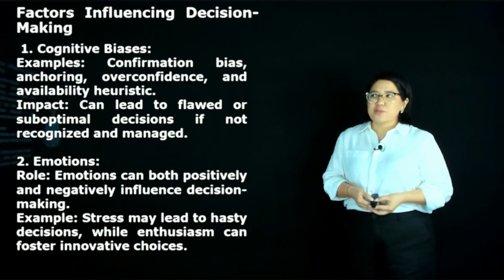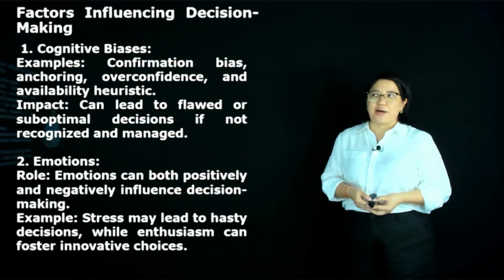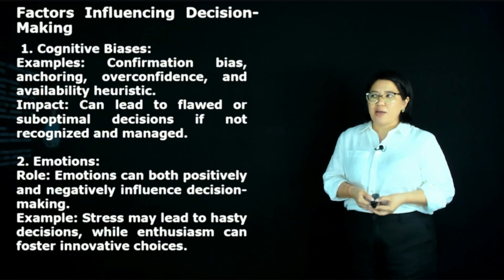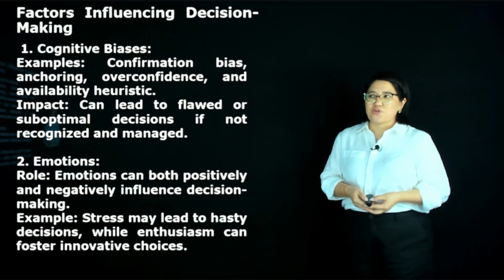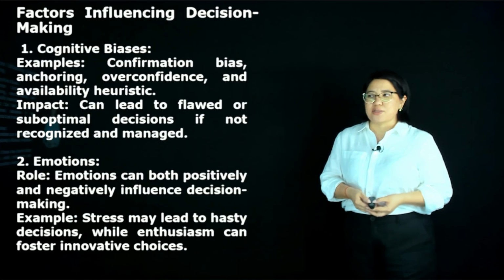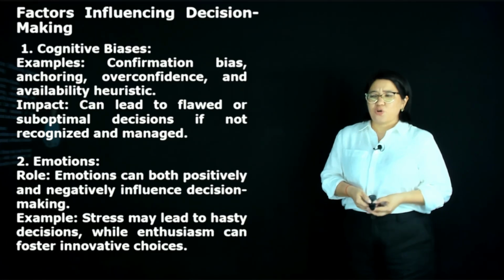The second one is emotion as a factor influencing decision making. Its role: emotion can both positively and negatively influence decision making. An example is that stress may lead to hasty decisions, while enthusiasm can foster innovative choices.